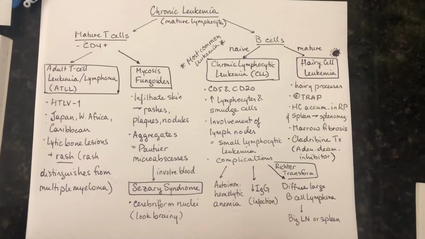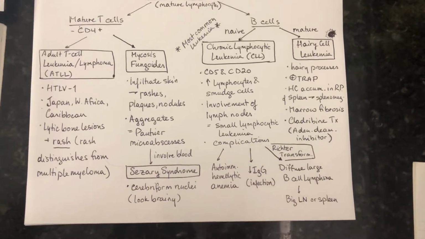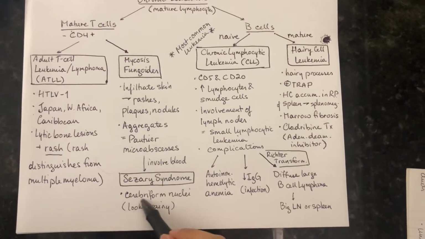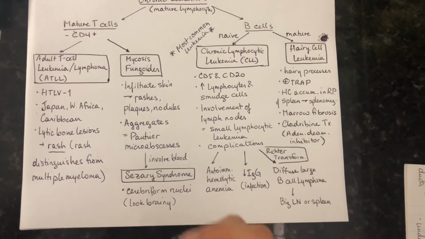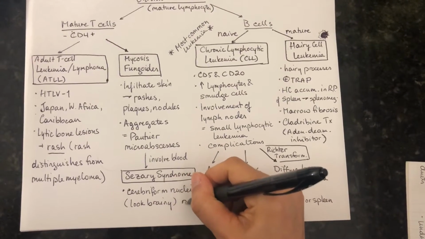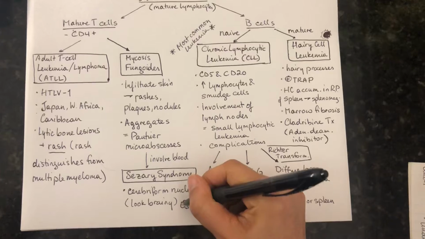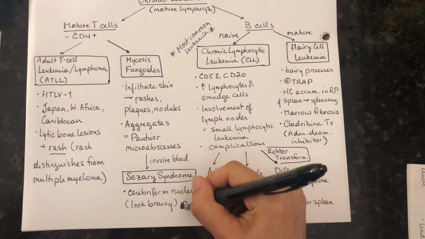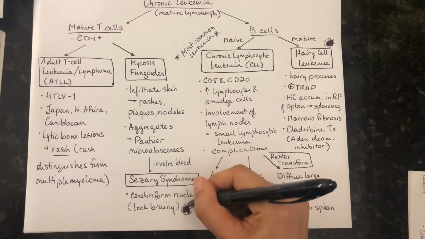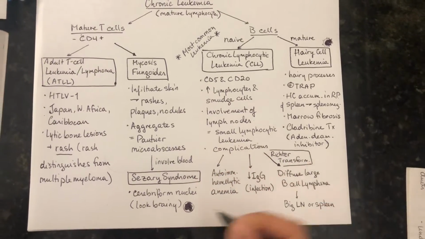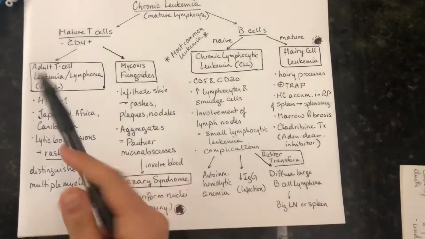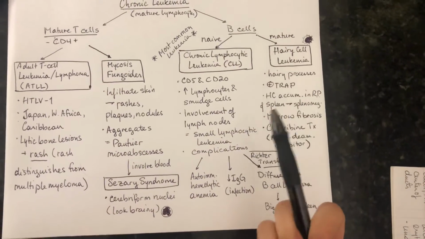In Sézary syndrome, you're going to have cerebriform nuclei. All that means is cerebri, brain, so they kind of look brainy. They're going to have all these lobule looking things, and then you're going to have clear, slightly less dark cytoplasm. Okay, so that's it for the T cell leukemias.